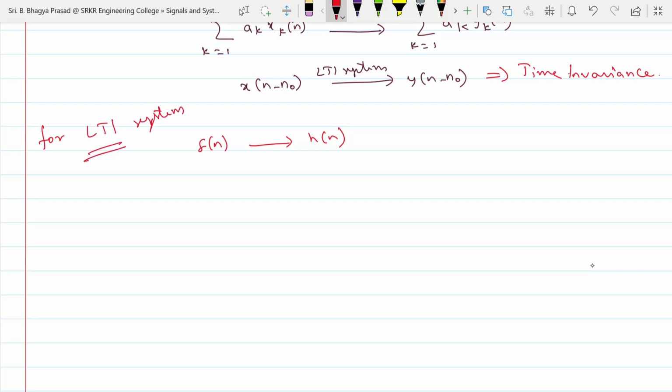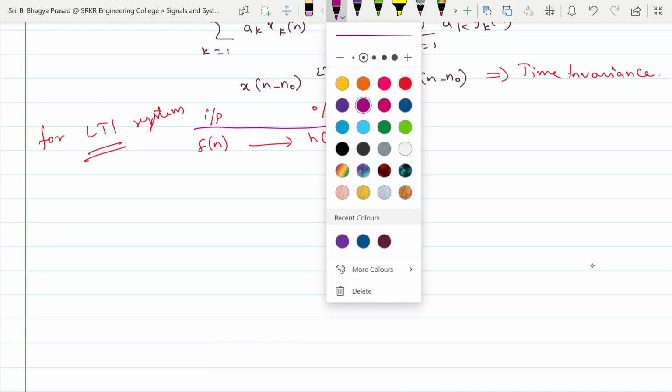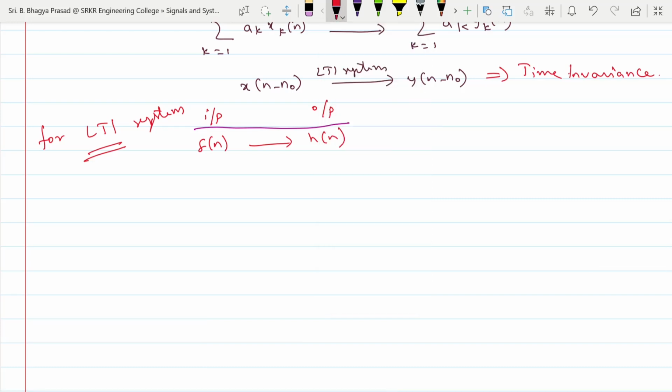For the LTI system, δ[n] is the input, the output is h[n]. Okay, now I give a shifted input δ[n minus k]. We get an output h[n minus k] because it satisfies the property of time invariance. For the δ[n] input, the output is h[n], and for the shifted δ[n], that is δ[n minus k], the output is h[n minus k].